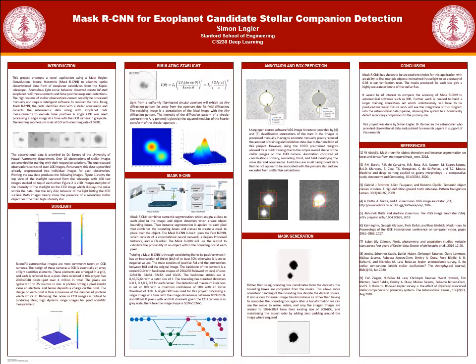The Mask R-CNN combines semantic segmentation, which assigns a class to each pixel in the image, and object detection, which creates object bounding boxes. Then instance segmentation is applied to each pixel, which combines the bounding boxes and classes to create a mask to place over the object. The Mask R-CNN is built upon a Faster R-CNN, which consists of a convolutional neural network, a region proposal network, and a classifier. The Mask R-CNN will use the output to calculate the probability of an object within the bounding box at each pixel.